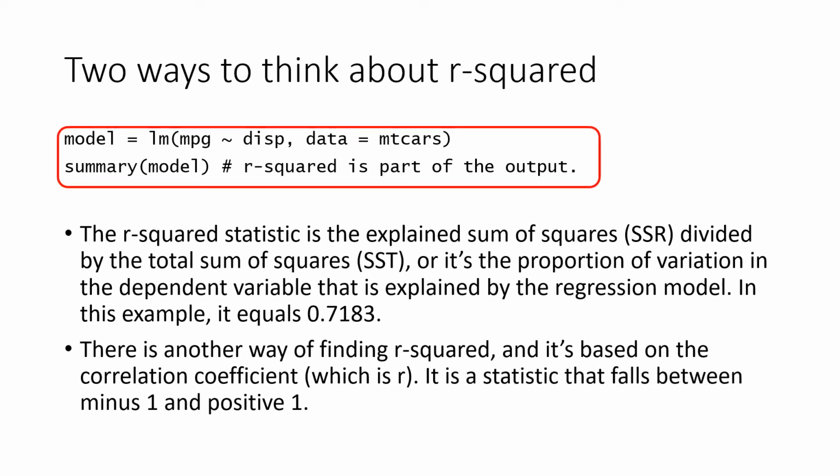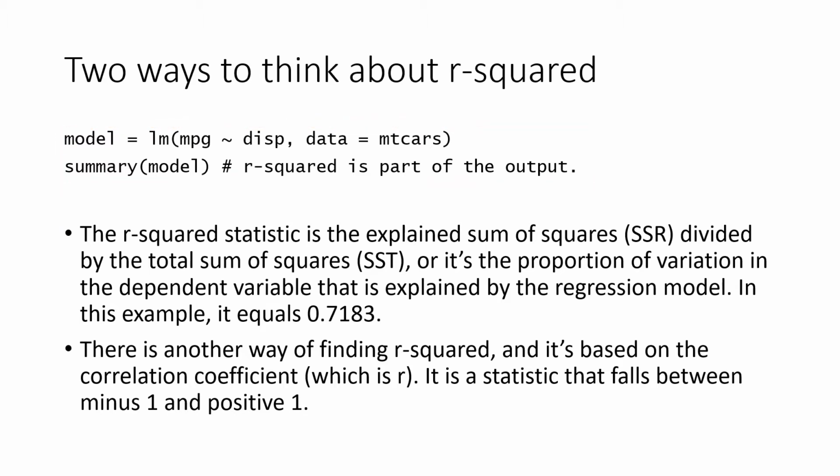This code uses the LM function to find the regression between MPG and displacement and stores the result in the object named model. The summary function shows the regression results, and r squared is part of this output. One way to find r squared is to divide the explained sum of squares by the total sum of squares, and it's interpreted as the proportion of the variation in the dependent variable that's explained by the regression model. In this example, it equals 0.7183.